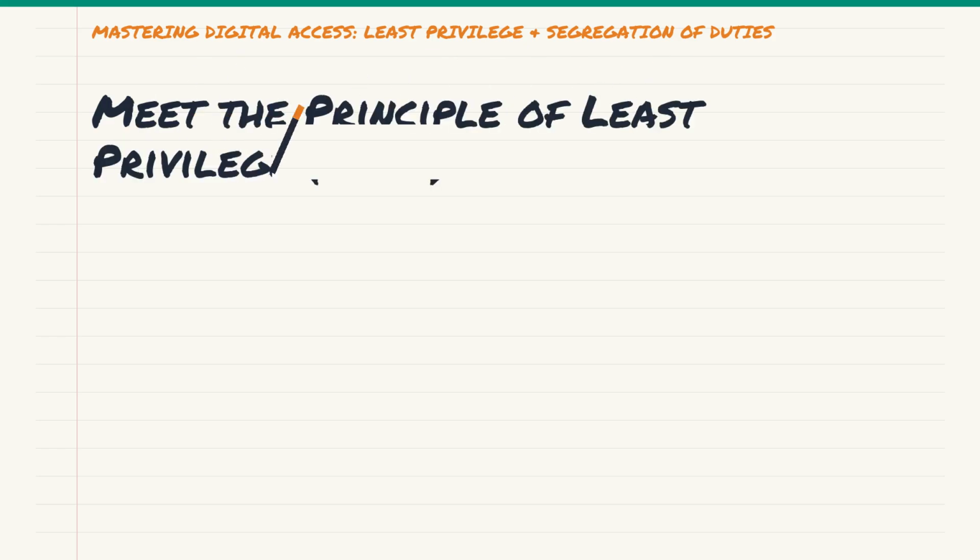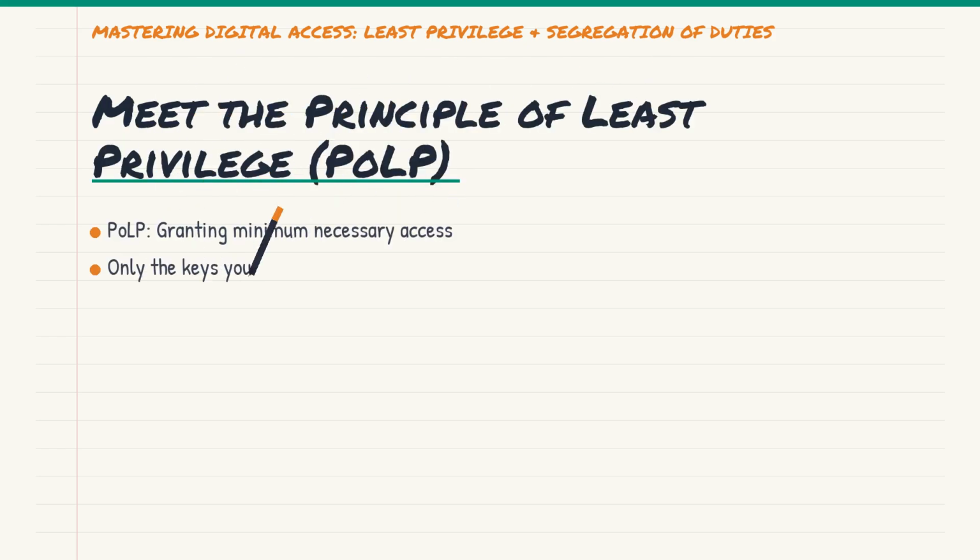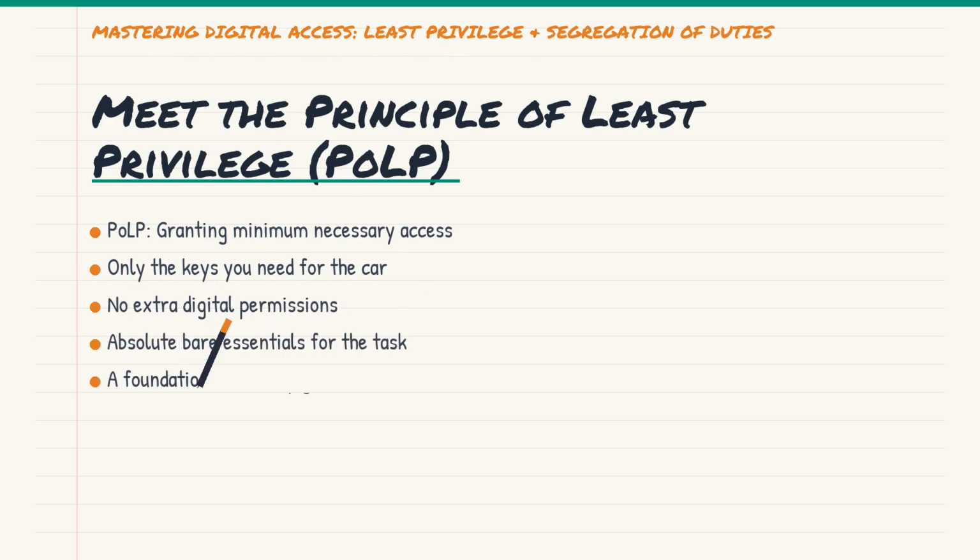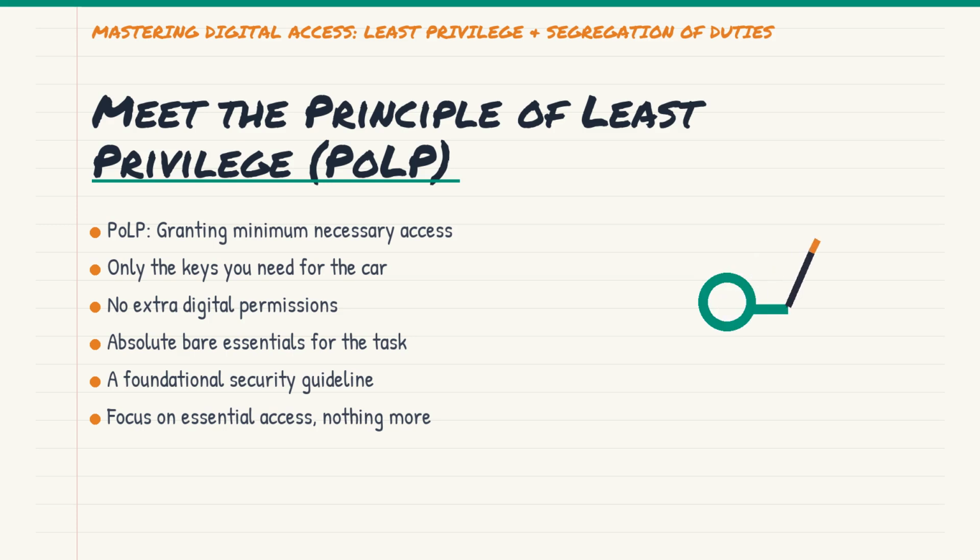Alright, let's start with our first big idea, the principle of least privilege, or PoLP for short. Think of it like this: if you are going to borrow a friend's car, they'll probably give you the car key, not their entire house key ring, right? You only get the key you need for the task at hand, driving the car. PoLP is the same concept in the digital world. It means giving someone, or something, only the absolute minimum access rights needed to do their job, and nothing more. No extra keys, no unnecessary permissions.